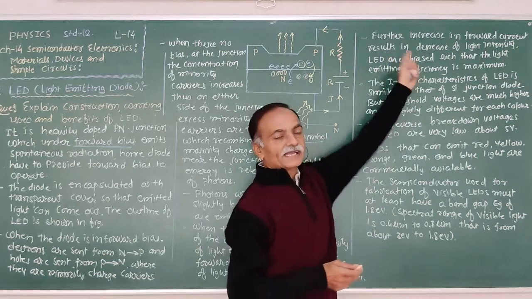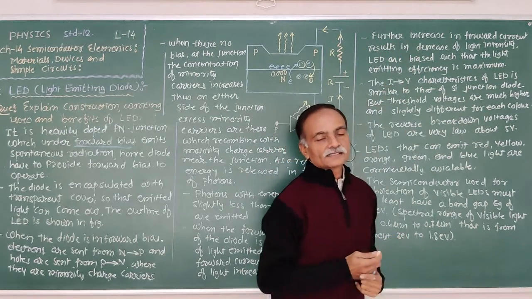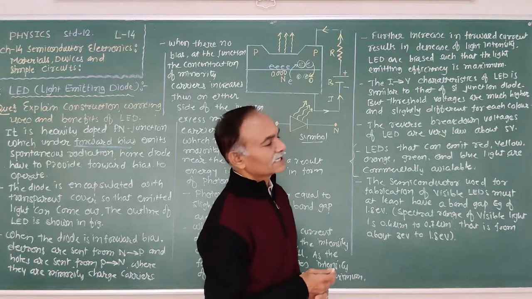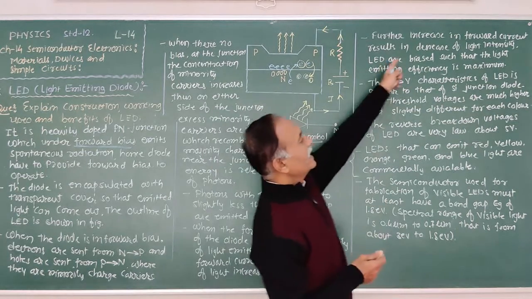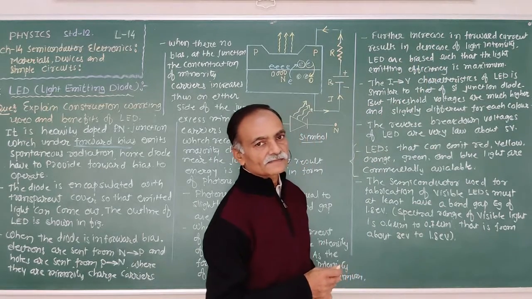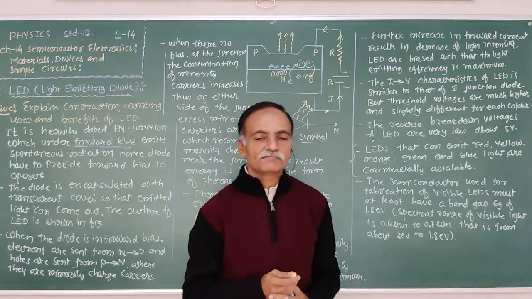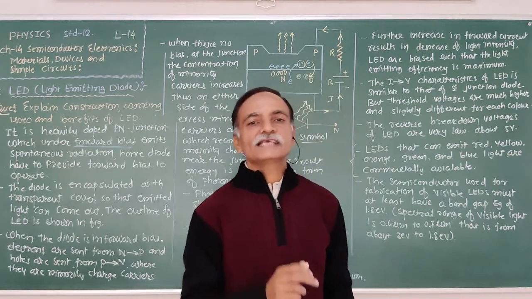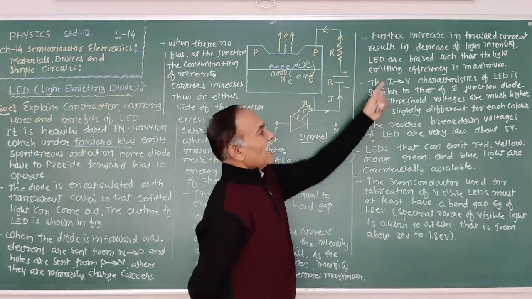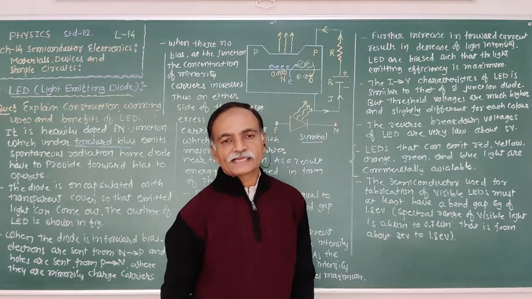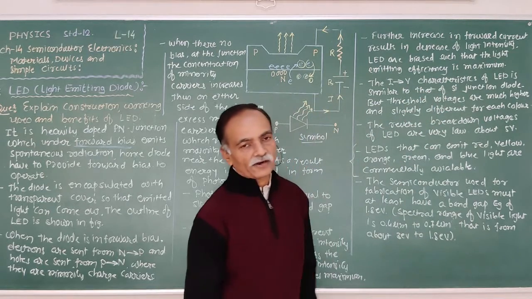Again, further increase in forward current results in a decrease in intensity of emitted light. But here the LED is biased so that the emitting efficiency is maximum. No change in emitted light. The IV characteristic of a light emitting diode is similar to the silicon junction diode.